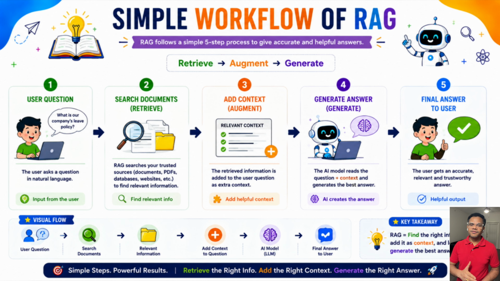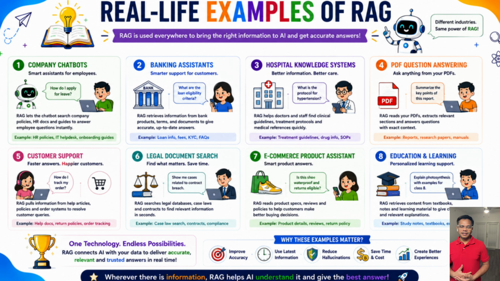So now let's look at real-life examples. RAG is already being used across many industries. Companies use it in employee chatbots to answer HR or policy questions. Banks use it to provide accurate customer support. Hospitals use it to retrieve medical guidelines. Legal firms use it to search contracts and case documents. And anywhere AI needs to answer using trusted information, RAG is likely involved.